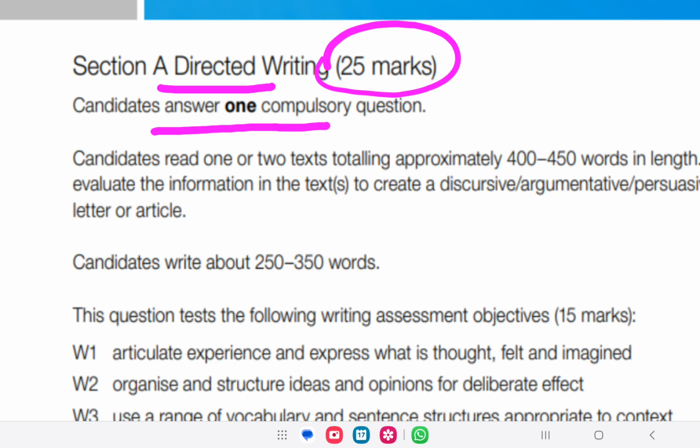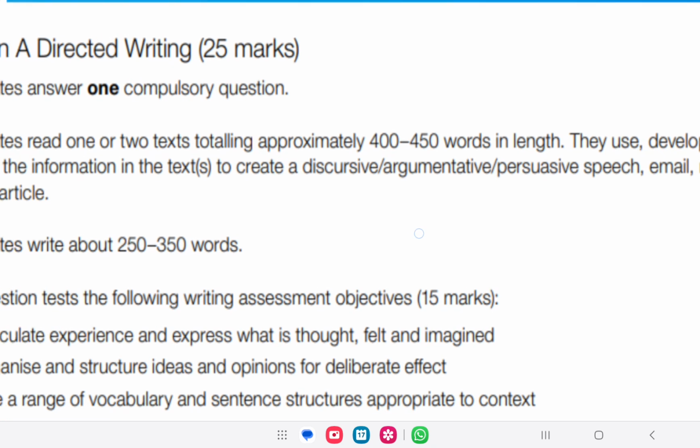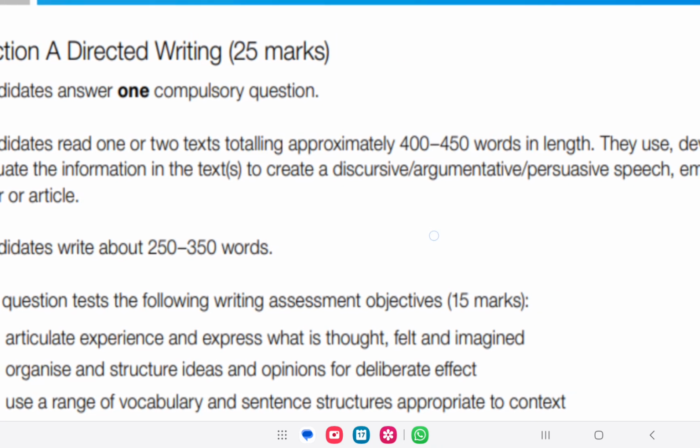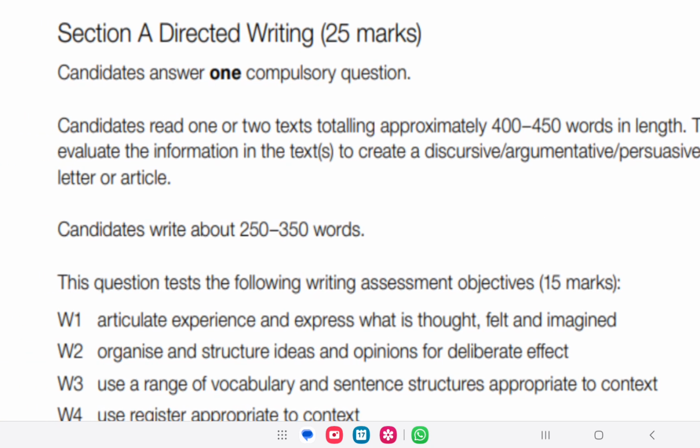So candidates read one or two texts totaling approximately 400 to 450 words in length. Now what you have to do? You have to use, develop and evaluate the information in the text to create a discursive, argumentative and persuasive speech, email, report, letter or article.